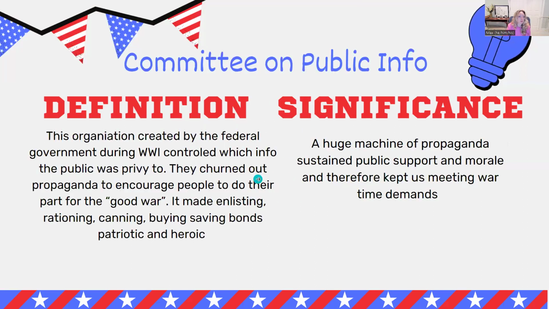Committee on Public Information. This organization, created by the federal government during World War I, controlled which info the public was privy to. So basically, gatekept everything. They churned out propaganda to encourage people to do their part for the so-called good war, and made enlisting, rationing, canning your goods, buying savings bonds, everything in between patriotic and heroic. And also kept going with the rallying against the enemy. Again, this will be brought back in World War II, but it's the Committee of War Information. So just change the word public to war, and it's also in chronological order as it is in alphabetical order.